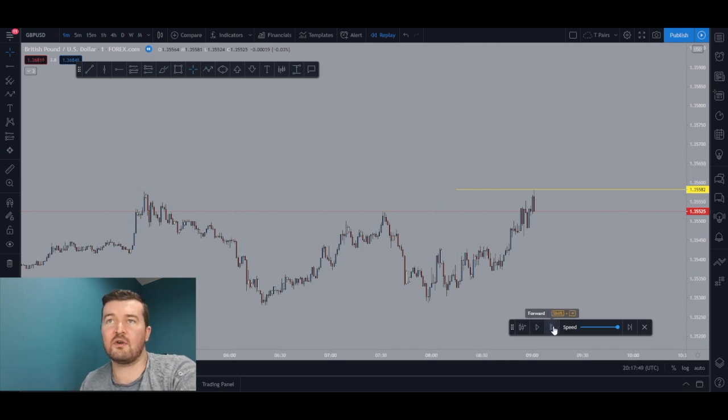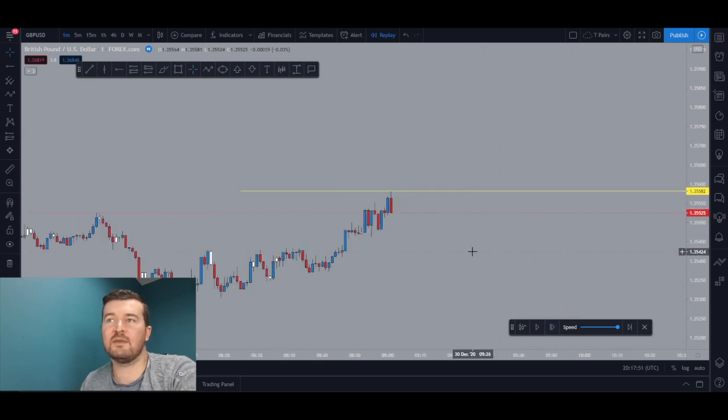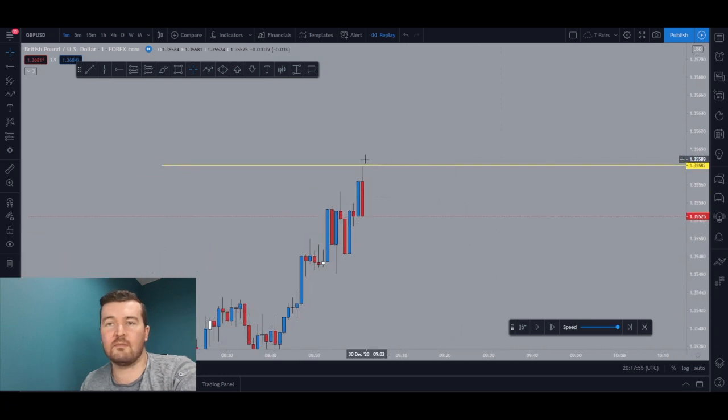What I want to see is price. Let's zoom in a little bit, make it a little bit easier for you. I want to see price break out of here and stay out of here.